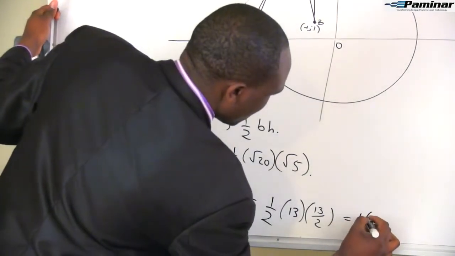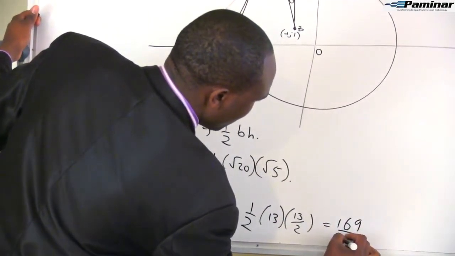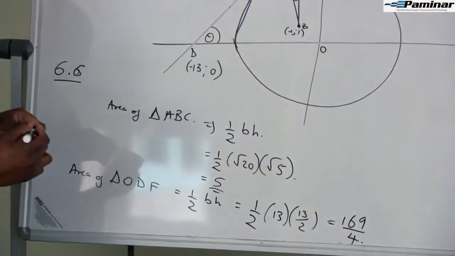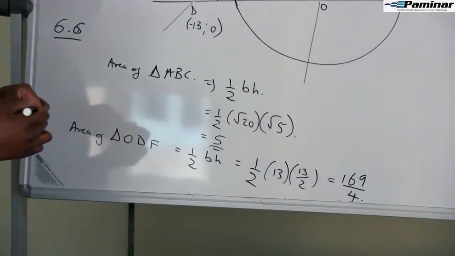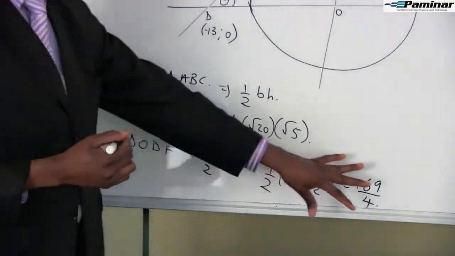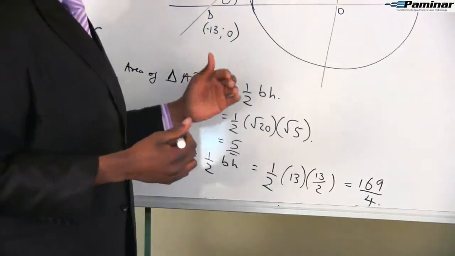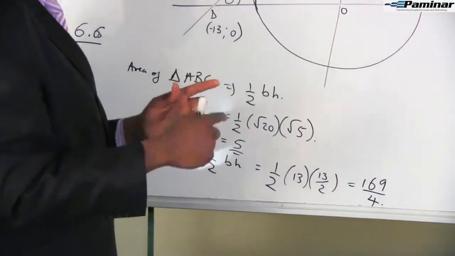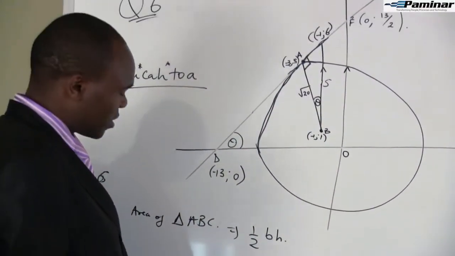It's 169/4. Now let's put it like this. When you are working, put them in improper fractions so that you can get the exact answer, because if you use decimals, you are going to round off and all that stuff.